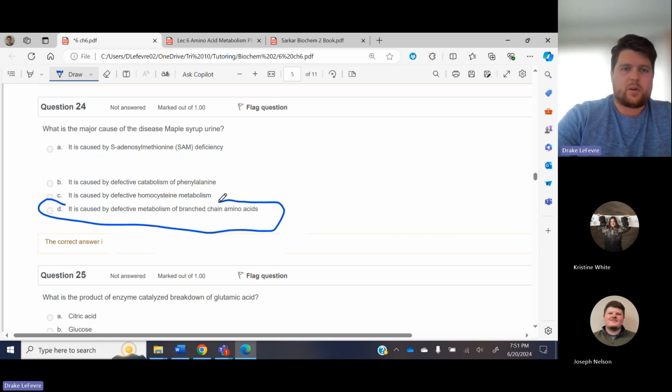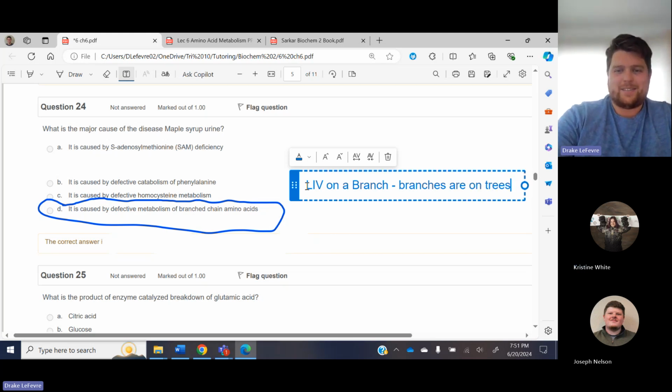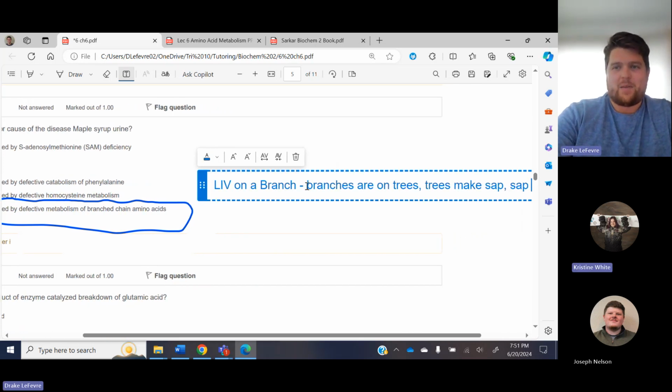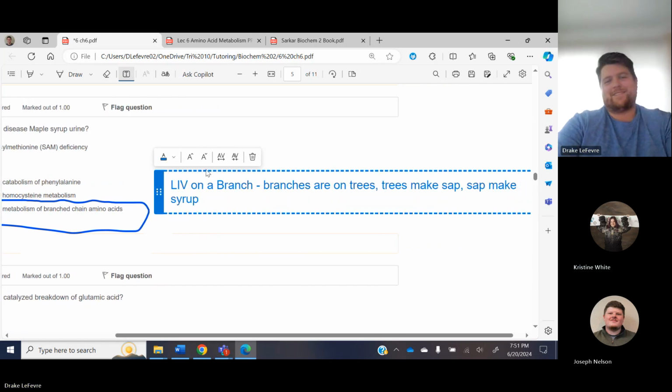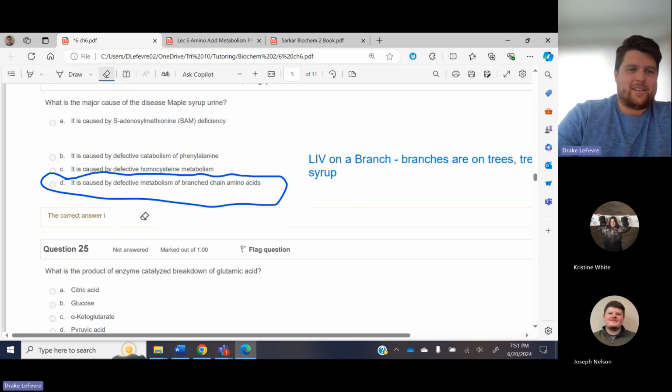Yeah, where does maple syrup come from? Maple trees. Tree. So live on a branch. Quite literally. Branches are on trees. Maple is tree. Make sap. Sap makes syrup. You're horrible. I love it.